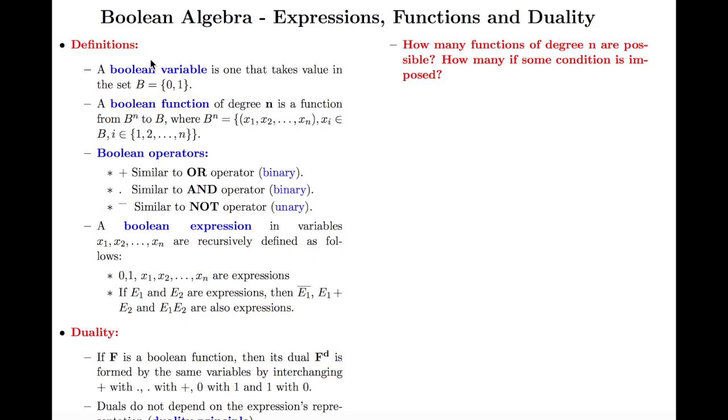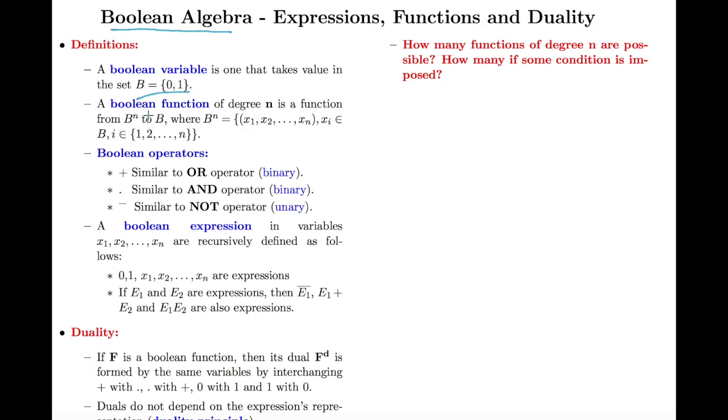Hello, so let us now start our discussion about Boolean algebra, and specifically we will talk about expressions, functions and duality here. So let's start as usual with the definition. What is a Boolean variable? A Boolean variable is a variable which takes values in the set B, which comprises only 0 and 1. Okay, so a Boolean variable can either be 0 or can be 1.